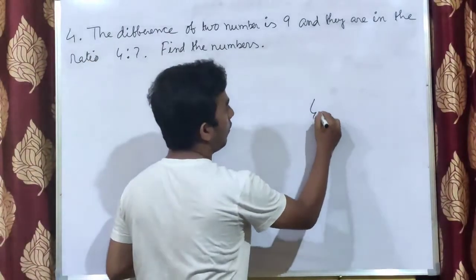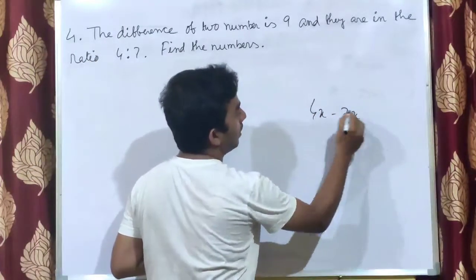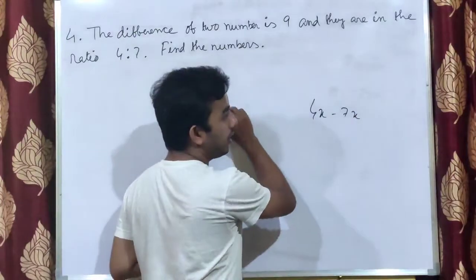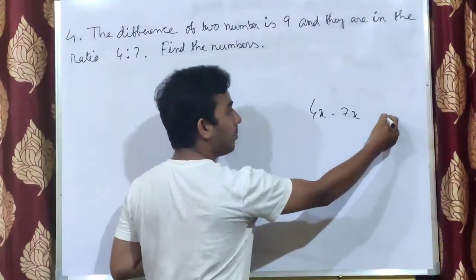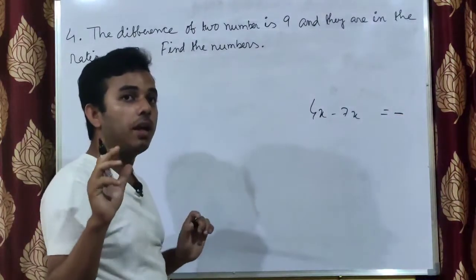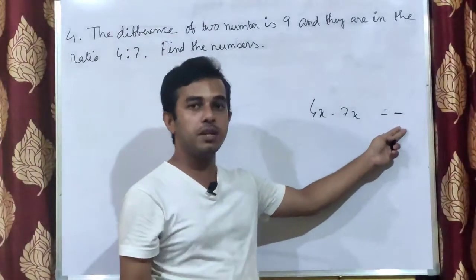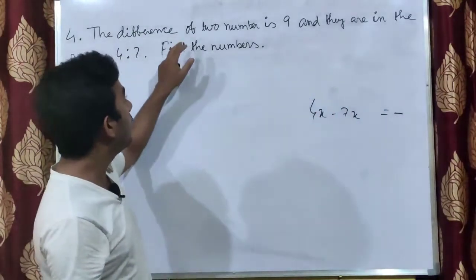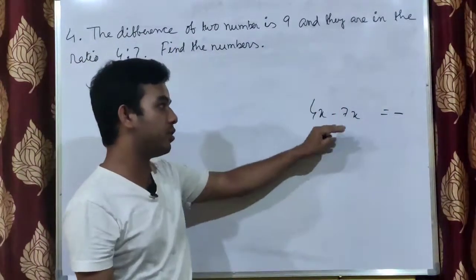Suppose like this, 4x minus 7x. The result will be what? Minus, right? The sign will be minus, because we are subtracting a greater number from a smaller number. The result will be minus. But here we don't have minus, so this is not possible.